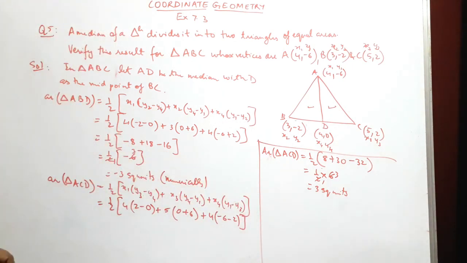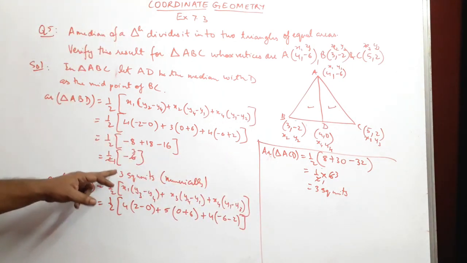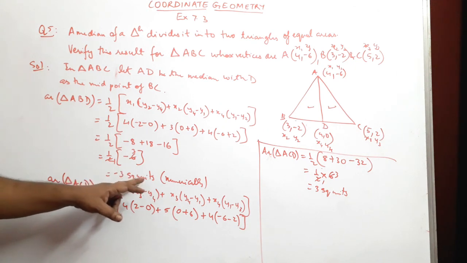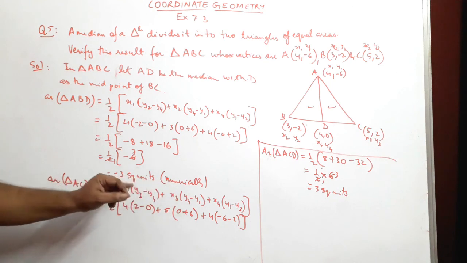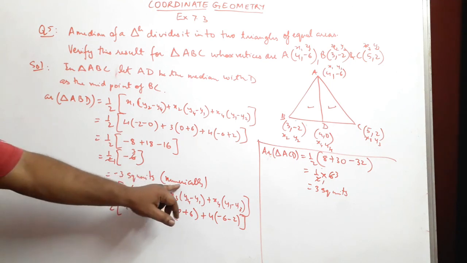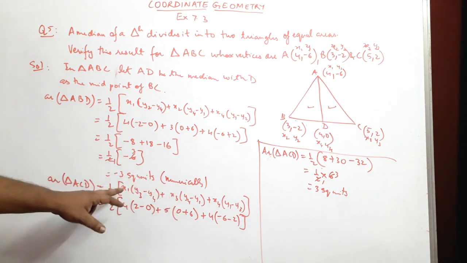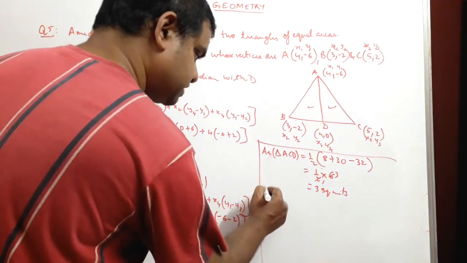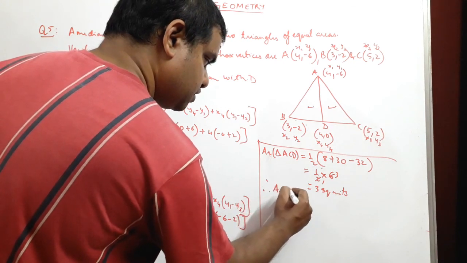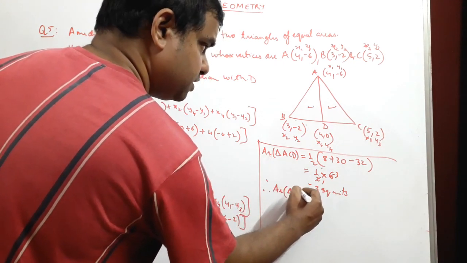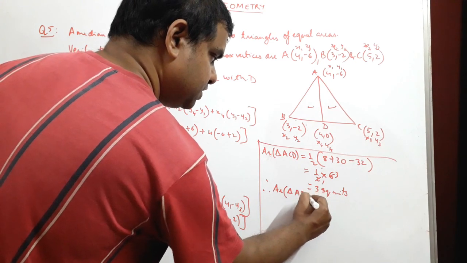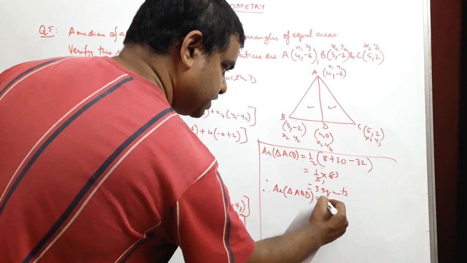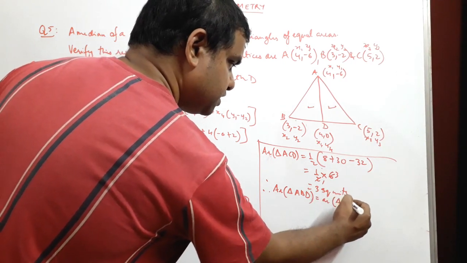So once again I told you not to take the negative 3 because areas are not negative in nature. So we have taken positive 3 square units over here, and that is why it is written negative 3 square units numerically only, which shows that we are only going to take positive 3 square units. So then we can say that therefore area of triangle ADB, or rather ABD, is equal to area of triangle ACD.